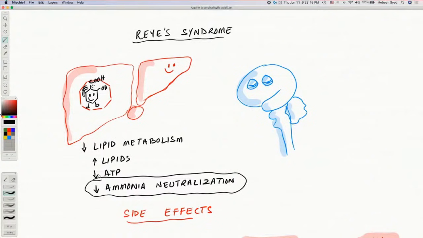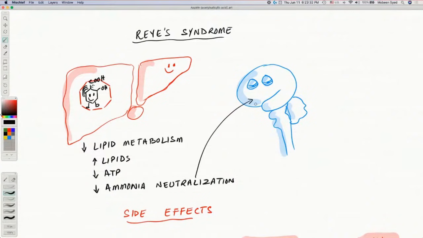So ammonia is produced in our gut by bacteria. That ammonia is absorbed in our blood. From the blood, it goes to the liver. In the liver, it is neutralized. If we do not neutralize ammonia correctly, then that ammonia is going to go into the brain.